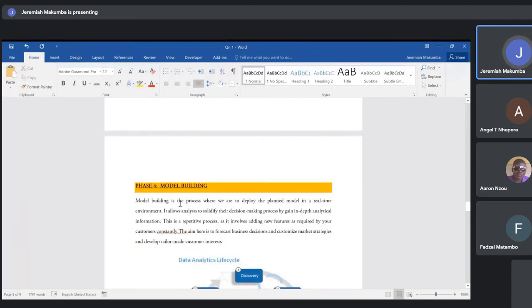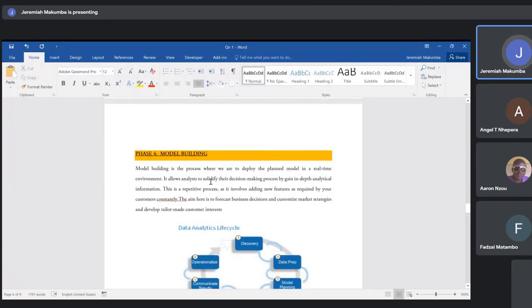On model building, the process is where we deploy the planned model into a real-time environment. It allows the analysts to solidify their decision-making process by gaining in-depth analytics information. This is a repetitive process as it involves adding new features as required by your customers.